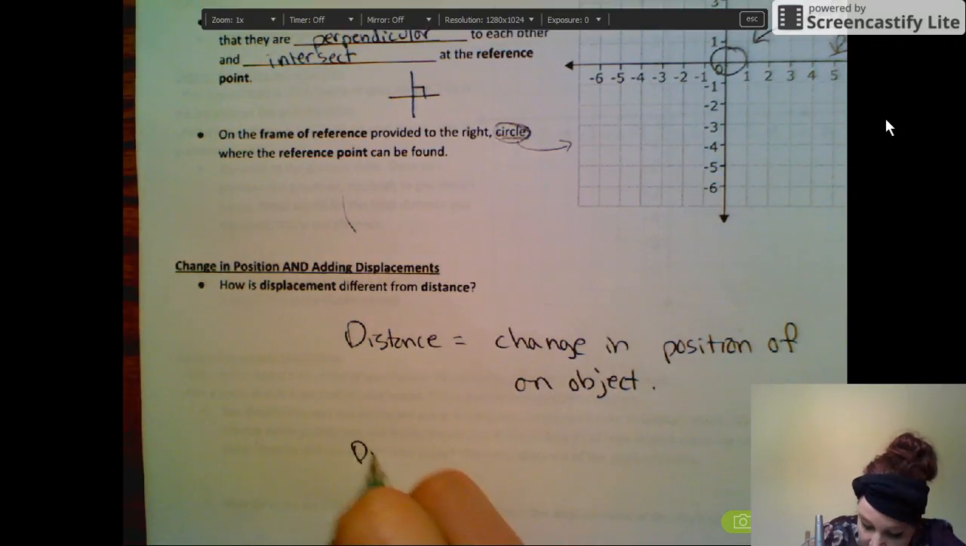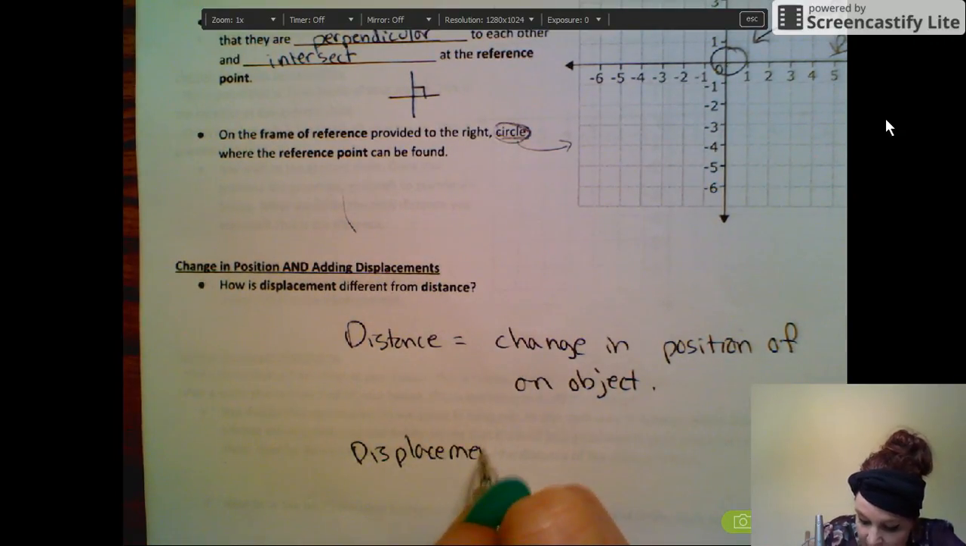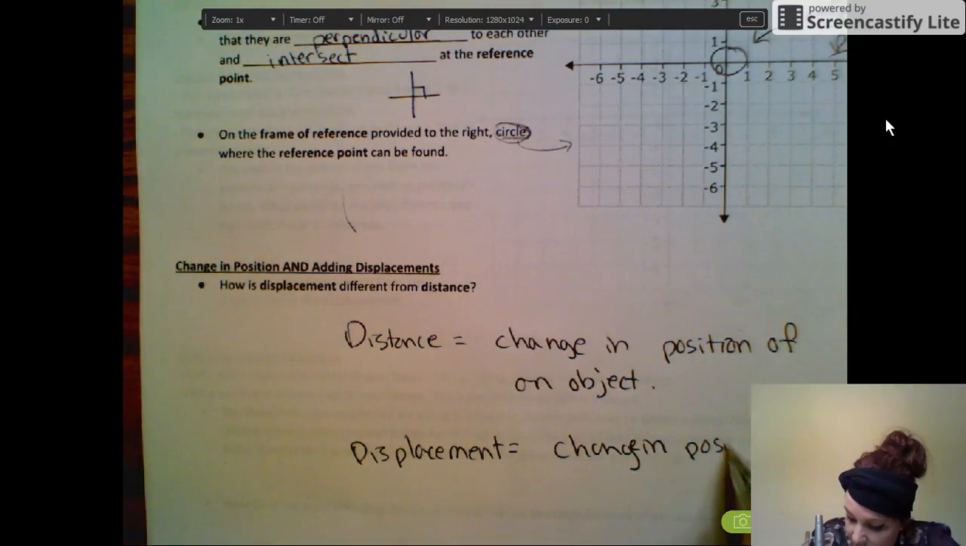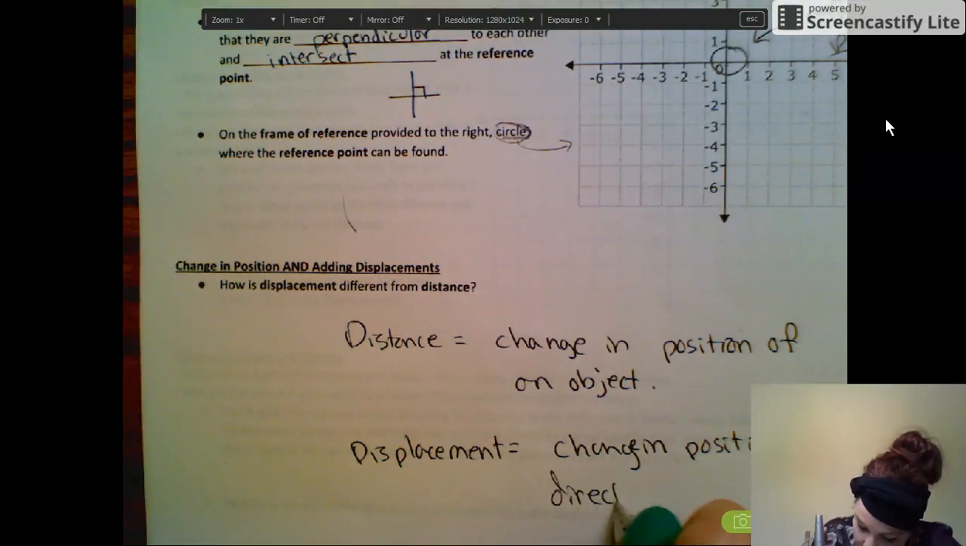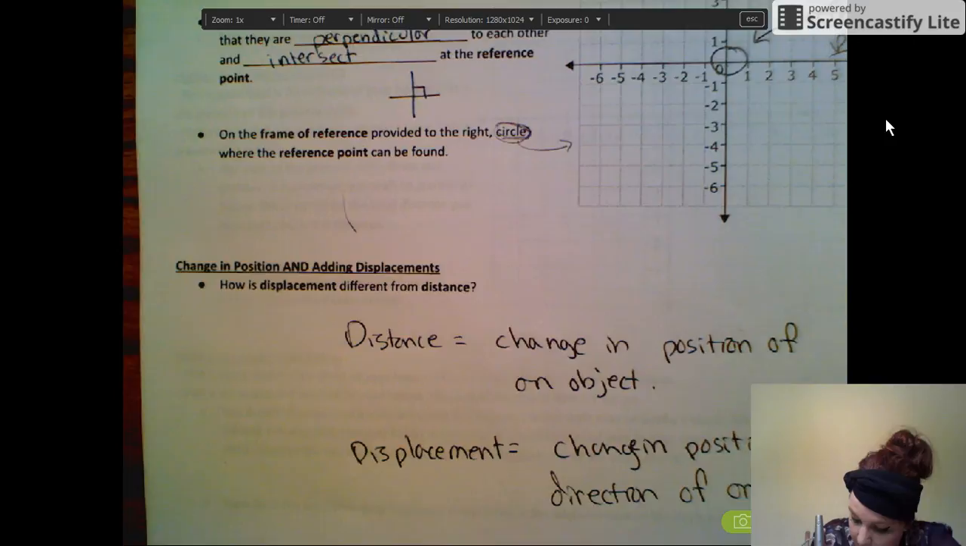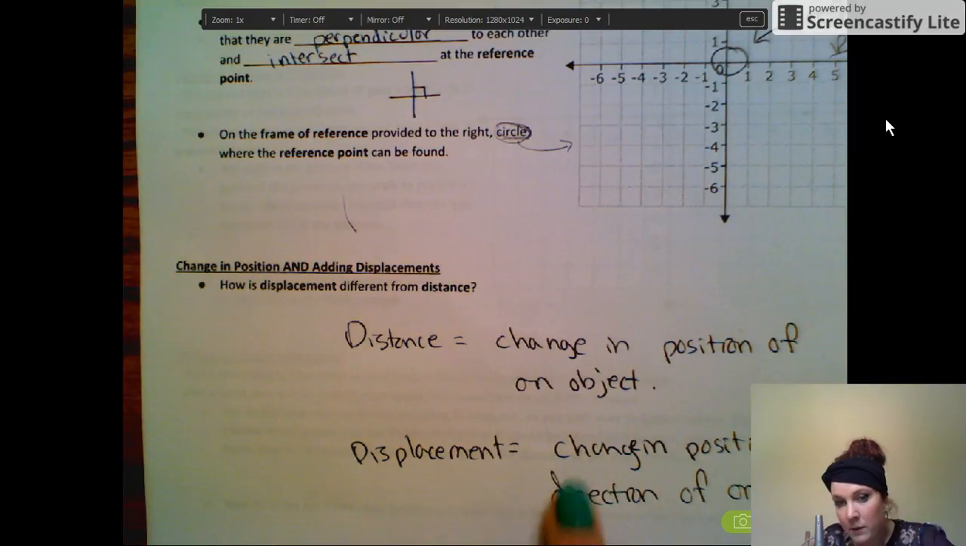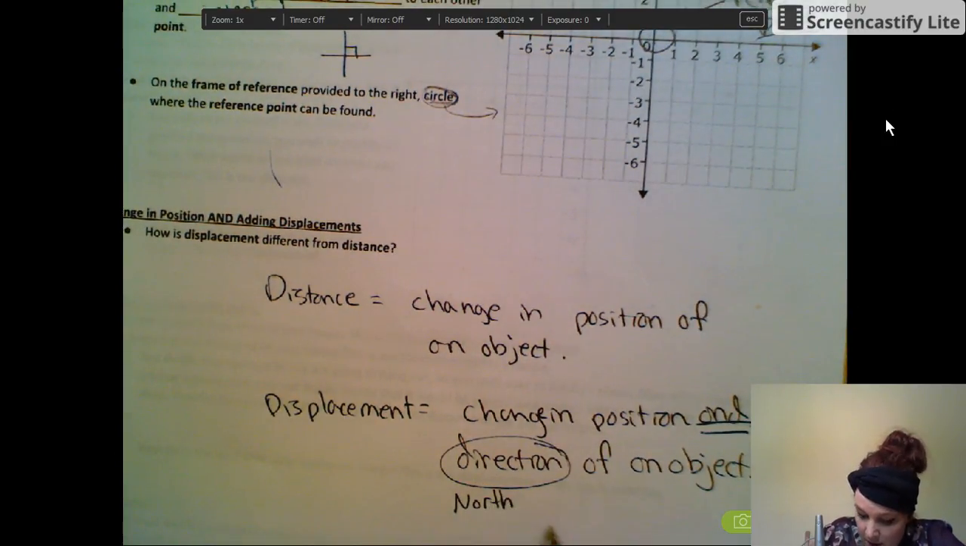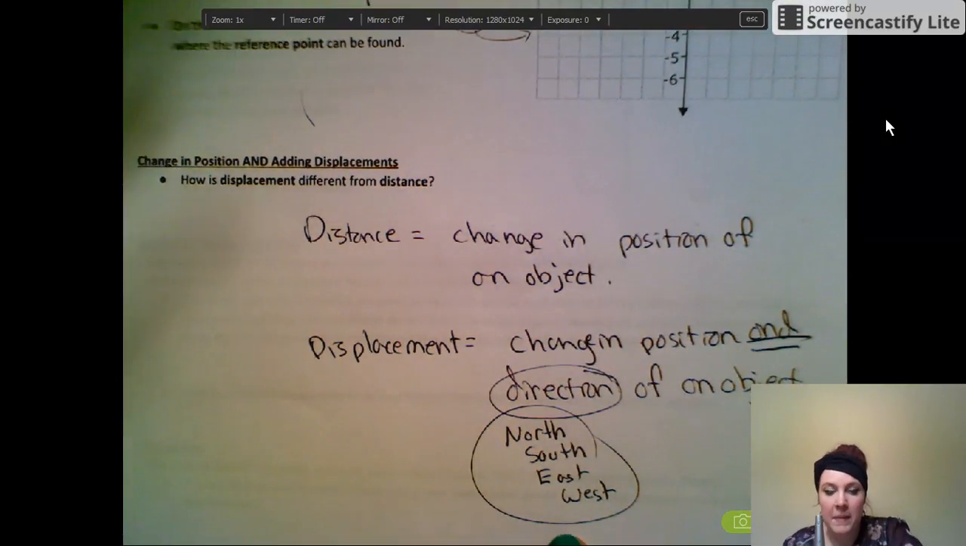Okay. Now displacement is very similar to distance, but the difference here is that it's the change in position and direction of an object. So these two terms are actually very similar, but when we write displacement down, we're always going to include a direction. And when we talk about directions, we're talking like north, south, east, and west. Okay, so we're going to be using something called a compass rose to help us out with that. Okay, so go ahead and turn the page.